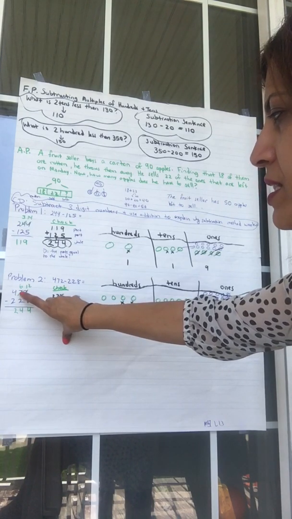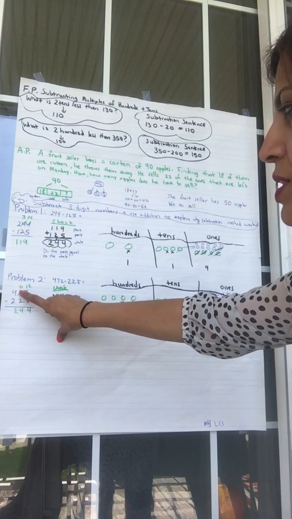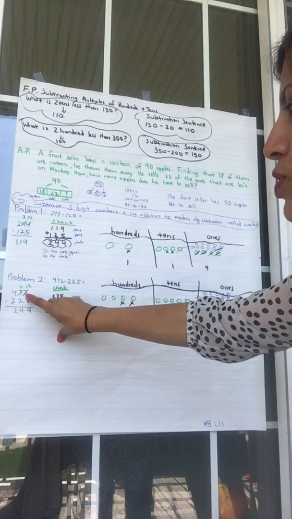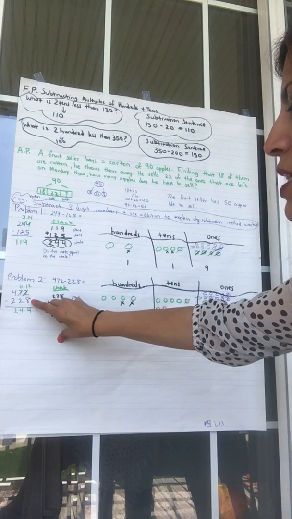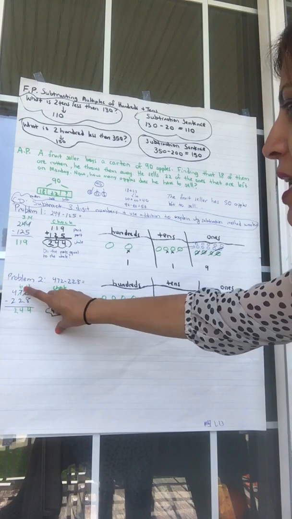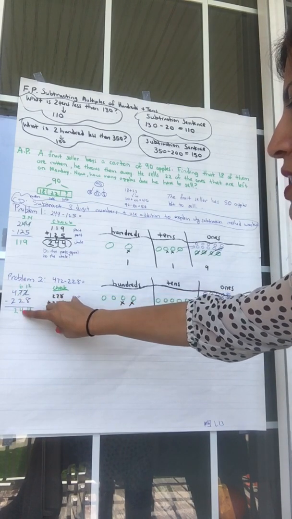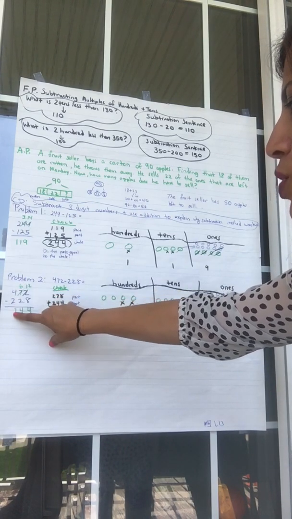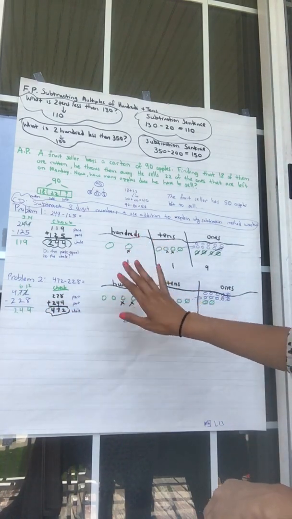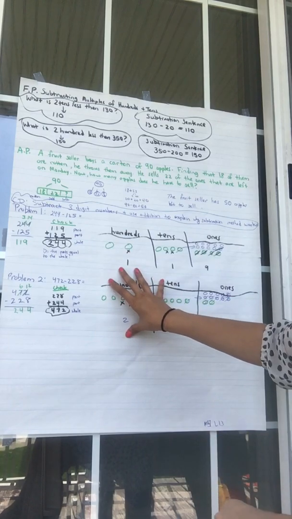unbundle this 7 tens and turn it into 6 tens, because I'm going to take 1 ten and turn it into 10 ones. 10 ones plus 2 ones equals 12 ones. 12 ones minus 8 ones is 4 ones. Okay? Right? Awesome job. 6 tens minus 2 tens is 4 tens. 400 minus 200 is 200. 244 is our answer. Do they match here? Yes, they do.